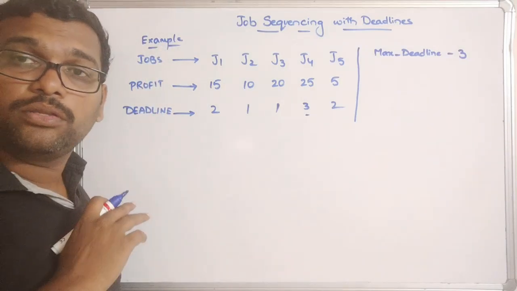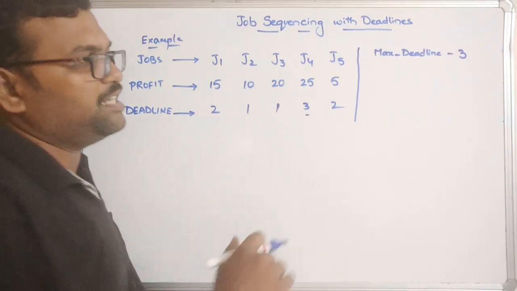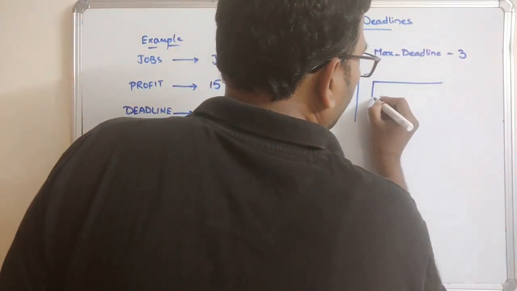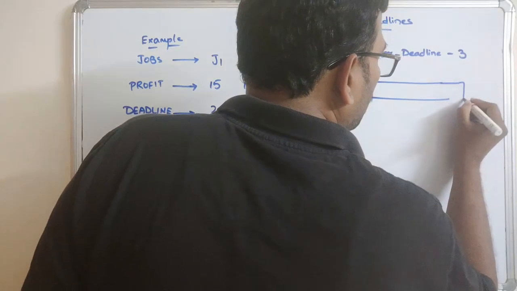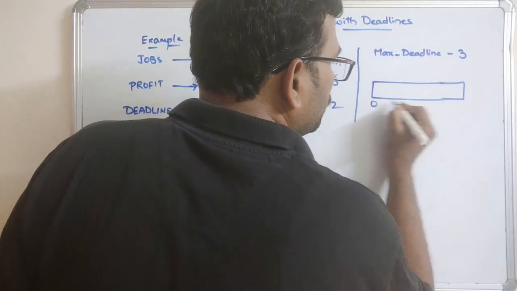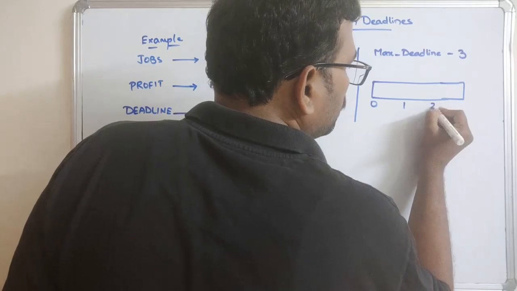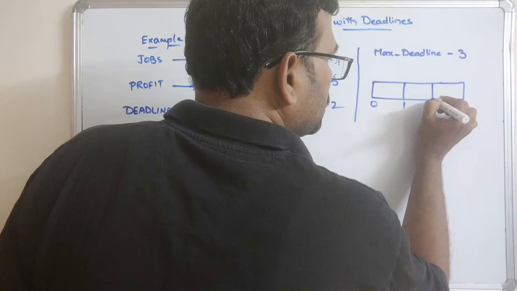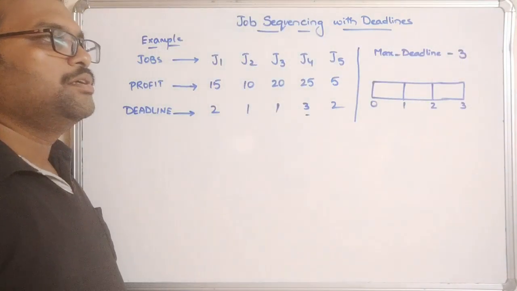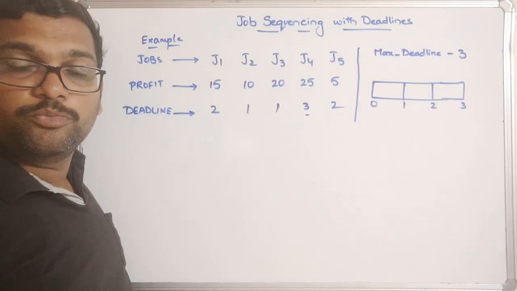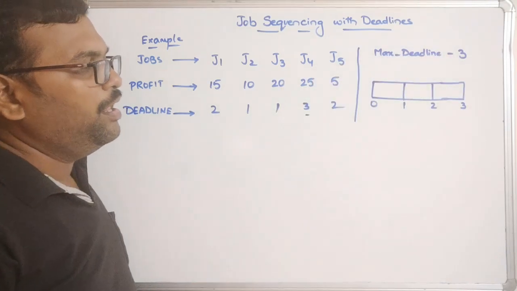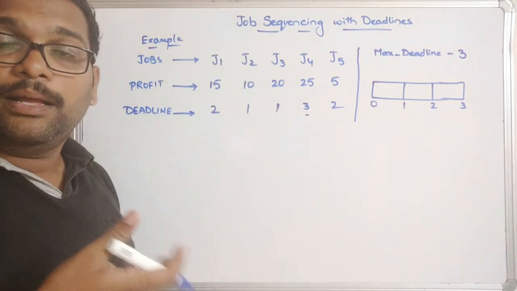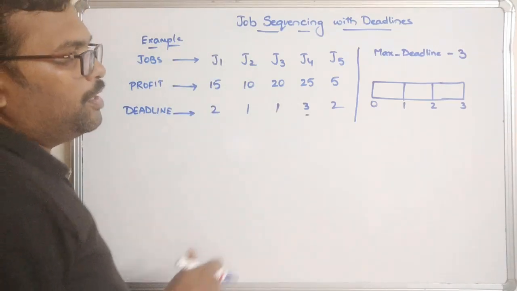Now we have to draw the Gantt chart. So this is a Gantt chart: 0, 1, 2 and 3. So we have 3 units, and we need to complete the jobs with the highest priority, with more profit. Now what do we have to do?